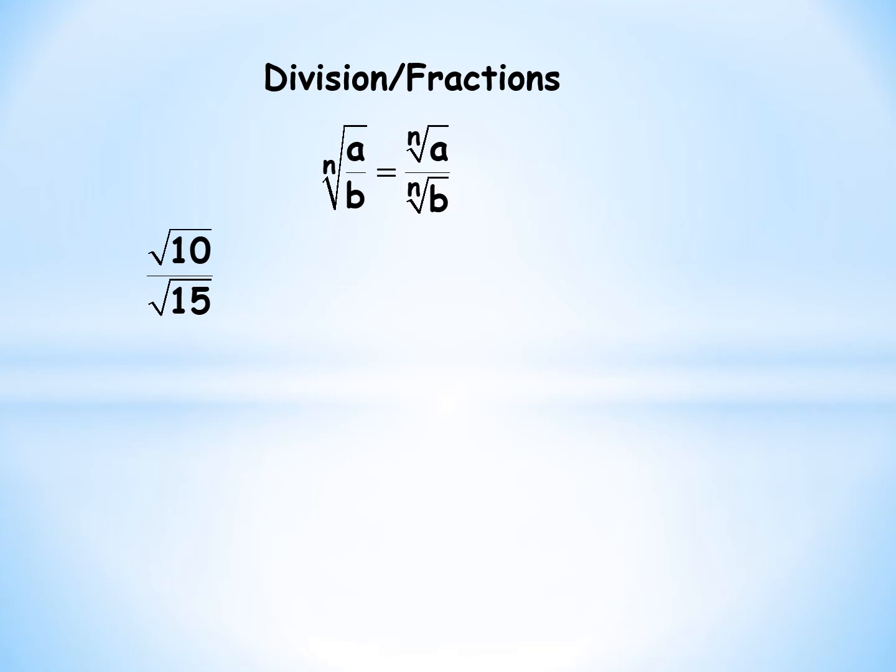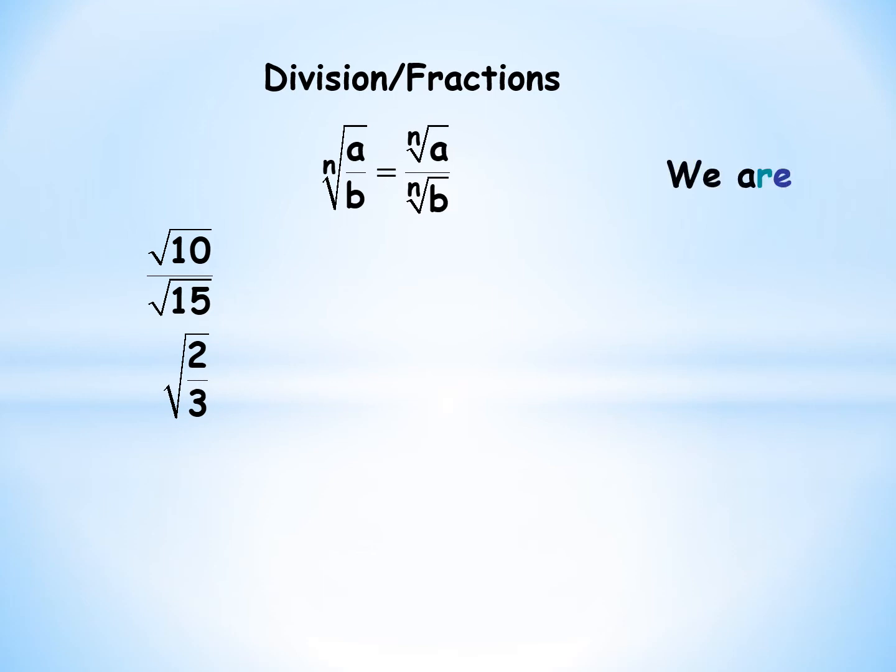So let's look at an example. Here's the square root of 10 over the square root of 15. So if you remember when we talked about this previously, it's always a good idea to think about this as one radical, the square root of 10 over 15, since the indices are the same. And you should simplify that fraction, 10 over 15. So you can simplify that to the square root of 2 over 3.